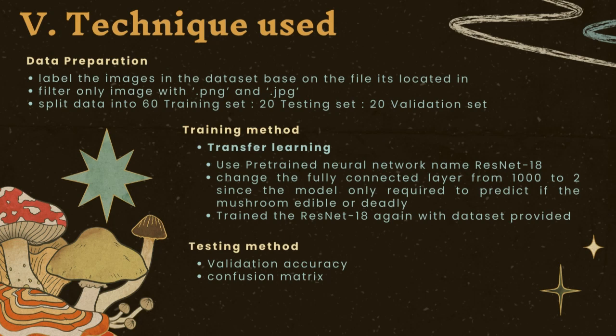Lastly is the testing method of the trained model. We use validation accuracy, which means we tested the model for each iteration to check if the accuracy increases or not, and we also check the confusion matrix of the trained model. From the confusion matrix, we get values such as true positive, true negative, false positive, and false negative, which can be used to calculate the accuracy of the model, the recall value, the precision value, and also the F1 measure of the trained model.